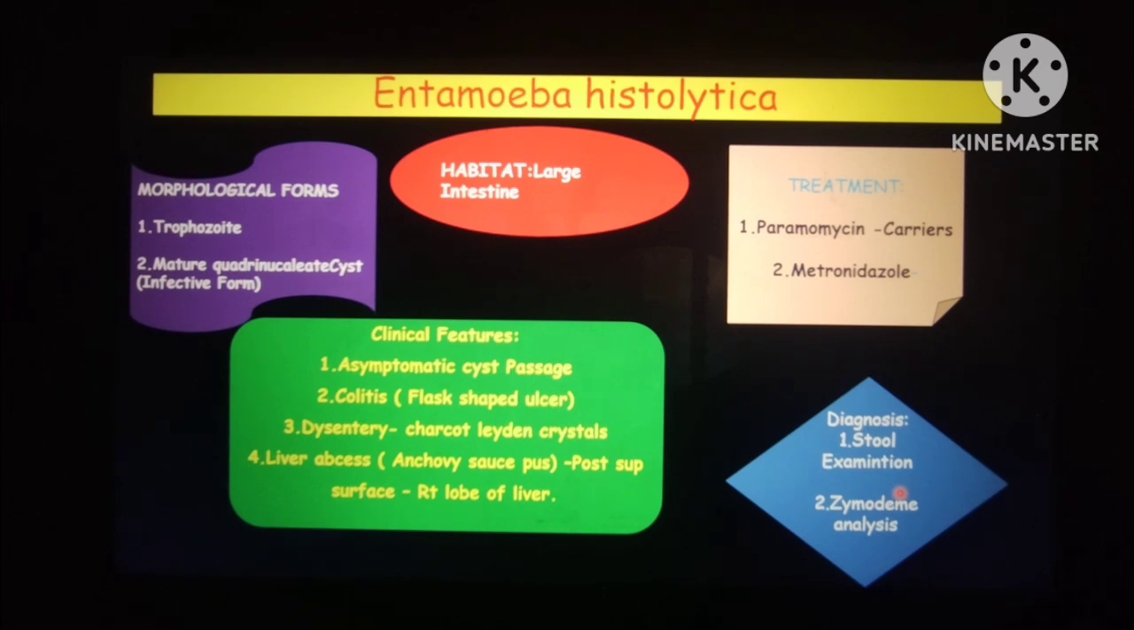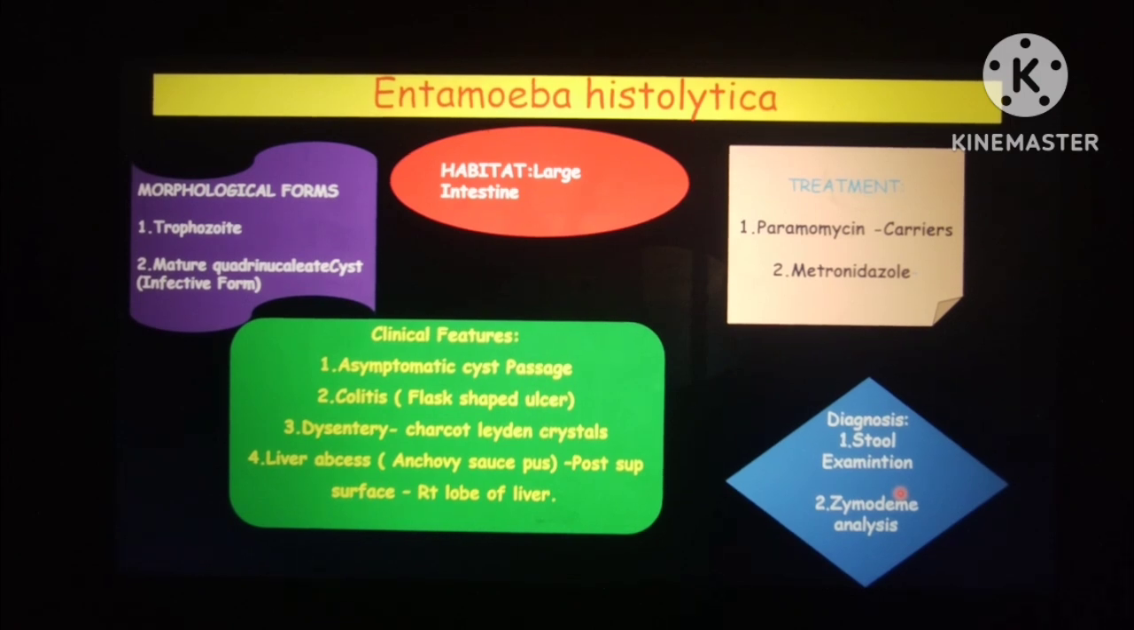Coming next, the liver abscess. Here you want to remember the flask shaped ulcer, and second the anchovy sauce pus, that is, chocolate brown pus. The most common region is the posterior surface of the right lobe of the liver, whereas the colitis, the flask shaped ulcer, is present in the ileocecal junction. These two are the important questions that can be asked.